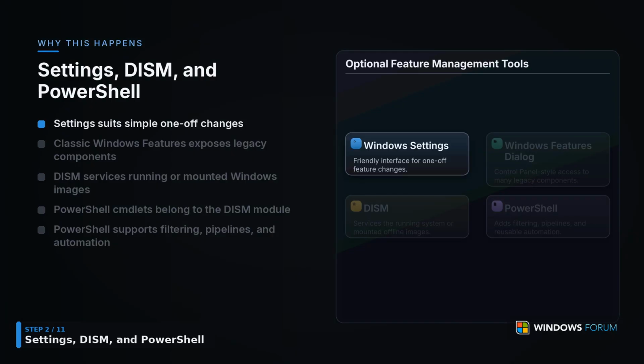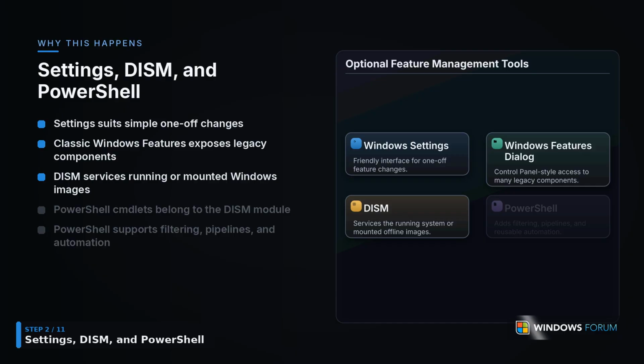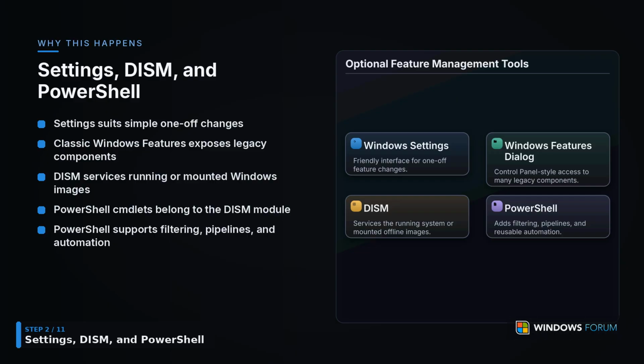You have several interfaces for the same broad servicing task, but each fits a different workflow. Settings is usually quickest for a one-off change, while the classic Windows Features dialog exposes many older system components. DISM gives you precise command line control over the running installation or a mounted offline image. PowerShell's optional feature cmdlets come from the DISM module and add convenient filtering, pipelines, and repeatable automation for administration across multiple systems.